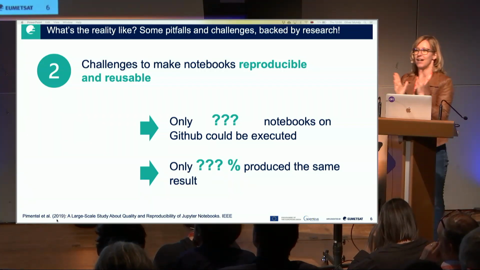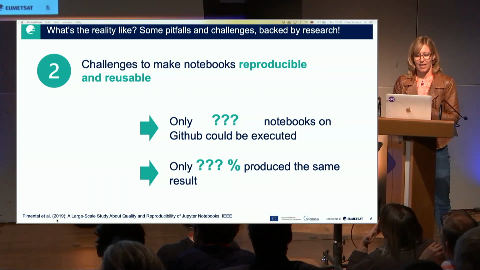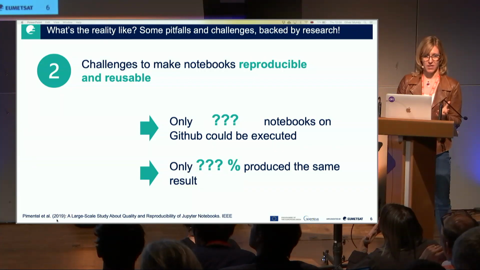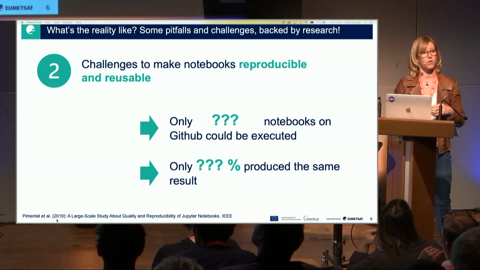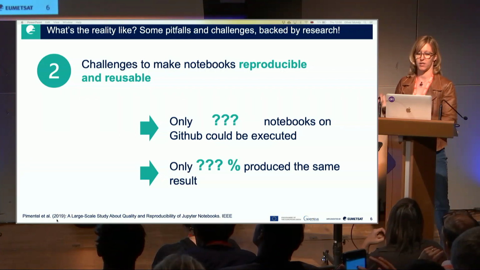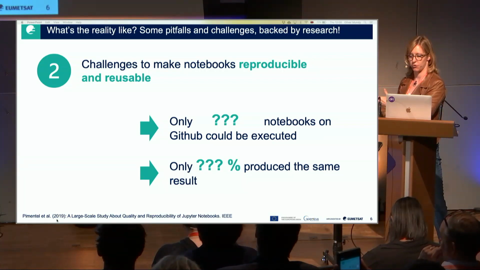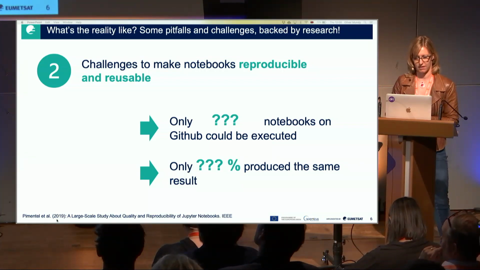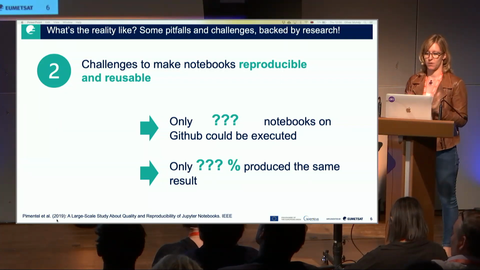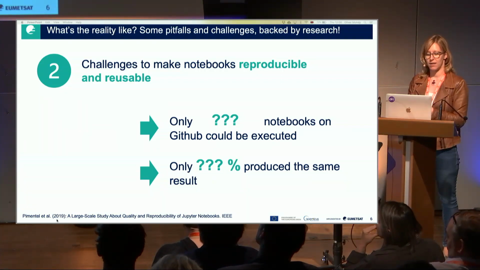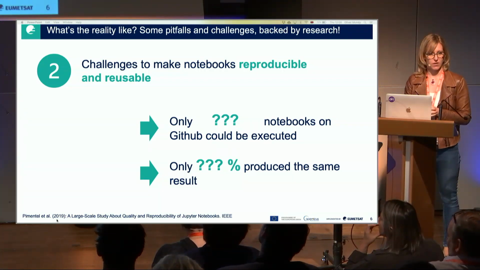So there is a study from Pimentel et al., and I can really recommend reading this. They analyzed all the notebooks on GitHub on whether they can be executed, and also how many of these notebooks are then also reproducible. So are they able to reproduce the same result as the authors say? And so here a question on the first one. So how much percentage do you think can be executed on GitHub?